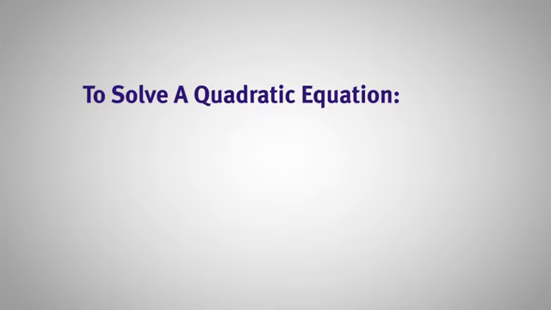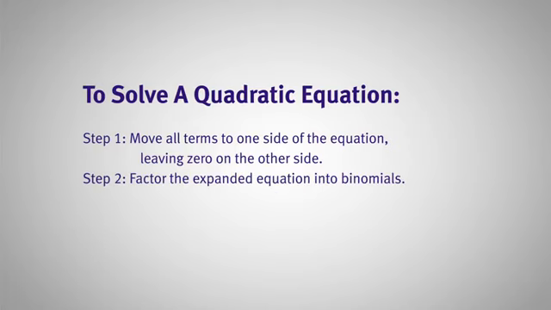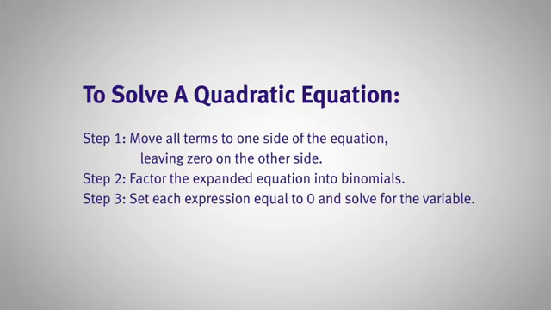Solving a quadratic equation first involves moving all of the terms to one side of the equation so that your equation is set equal to zero. Next, you're going to factor the expanded equation into binomials. This is basically reversing the FOIL process. Once you've done that, you're going to set each expression equal to zero and then solve for the variable.